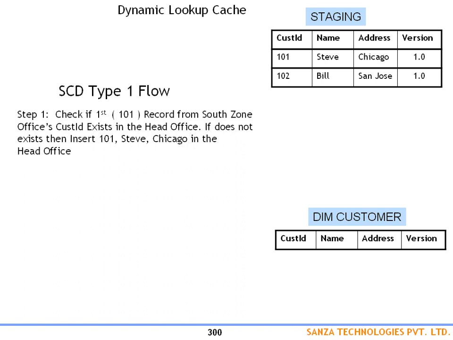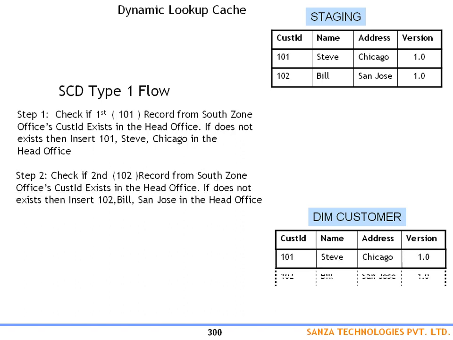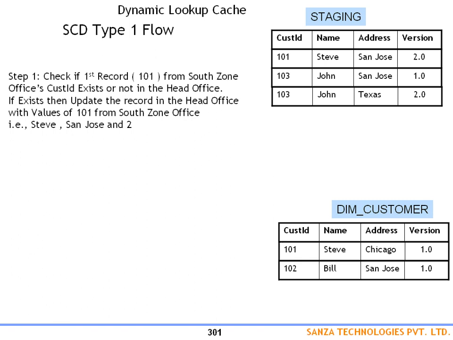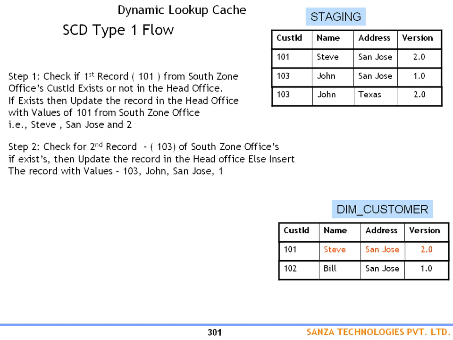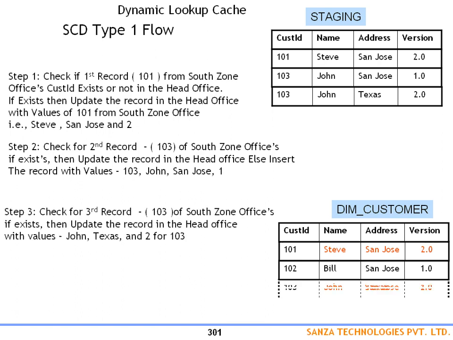If customer ID 101 does not exist, you insert it. If it exists, you update. So if the same record is repeated, if 101 does not exist in my dimension customer table, you go and insert it. If the second record, 103 John San Jose version 1.0, does not exist, you go and insert it. And again you check if 103 exists, yes, so you go and update it.